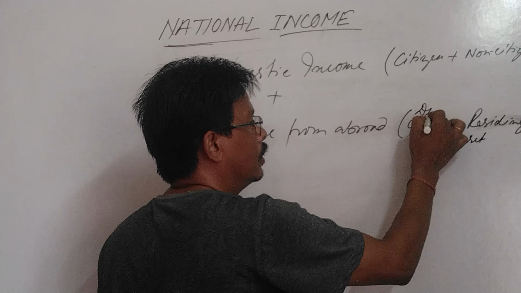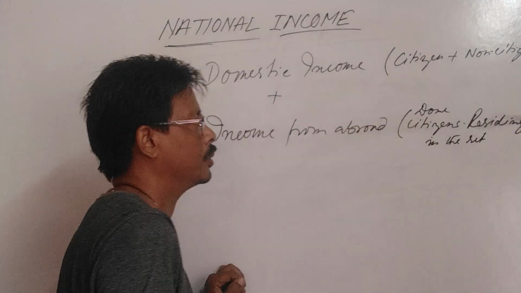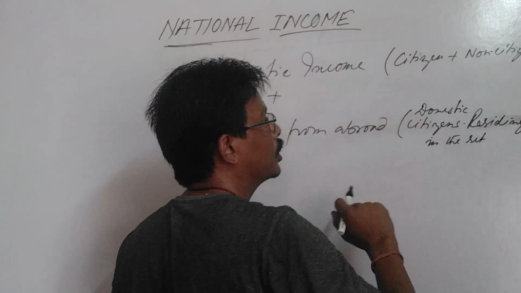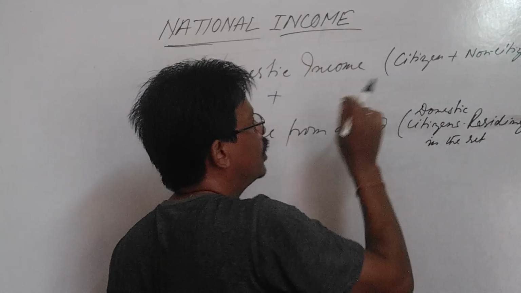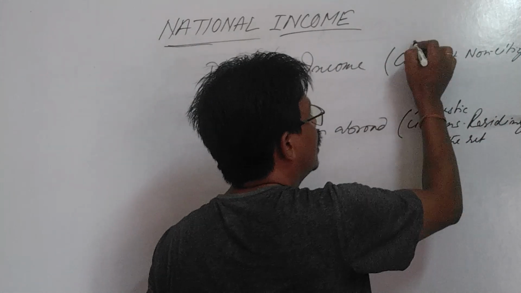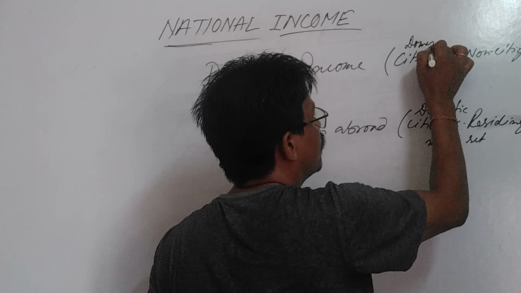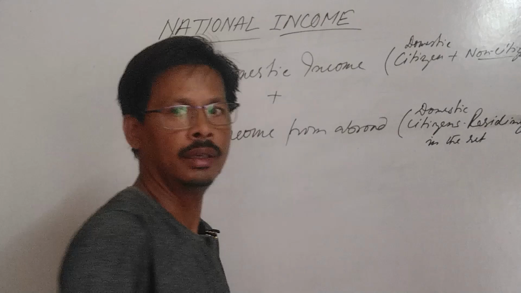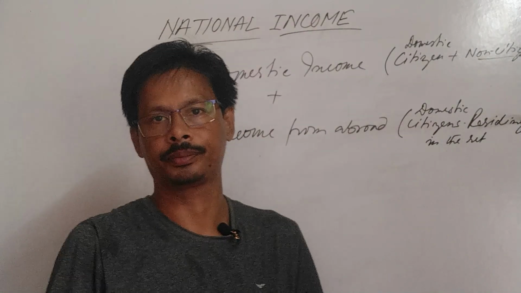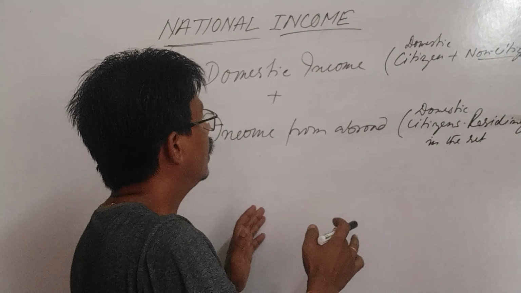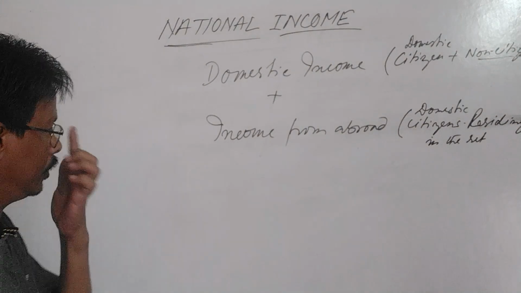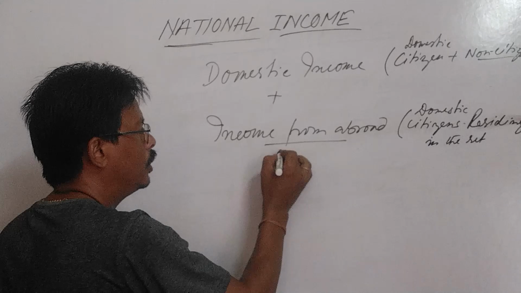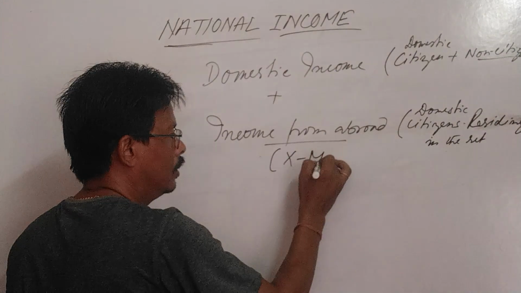domestic citizens who are residing in the rest of the world. And when we talk about domestic income, it is the income of the domestic citizens plus the peoples who are non-citizens but residing within the country. This is how national income is accounted.